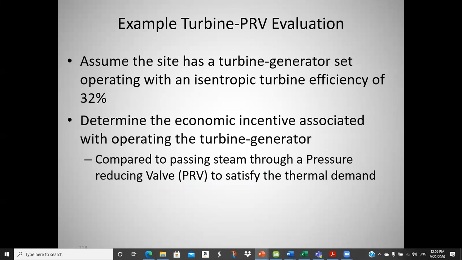So let's look at a Turbine-PRV evaluation. Assume that the site has a turbine generator set operating with an isentropic turbine efficiency of 32%, which is not terribly good. Determine the economic incentive associated with operating the turbine generator compared to passing steam through the pressure reducing valve to satisfy the thermal demand.